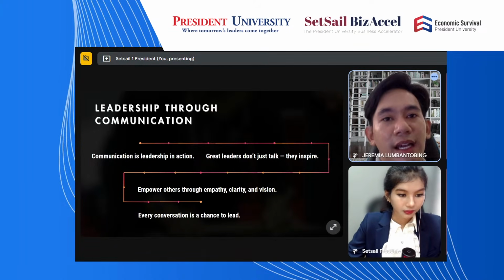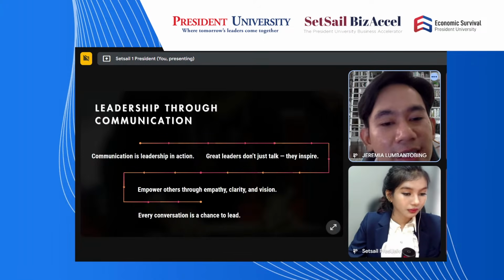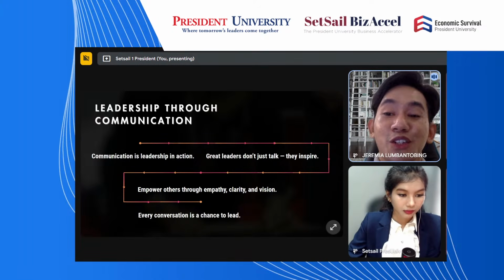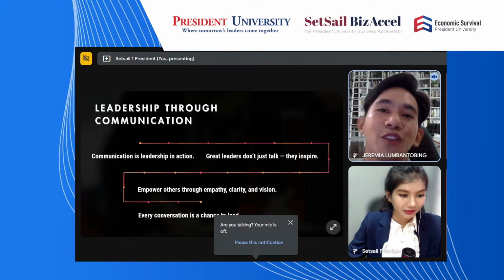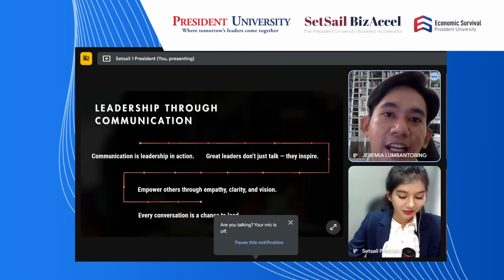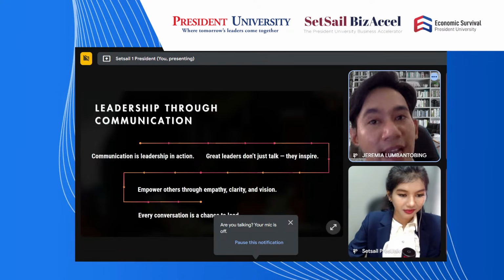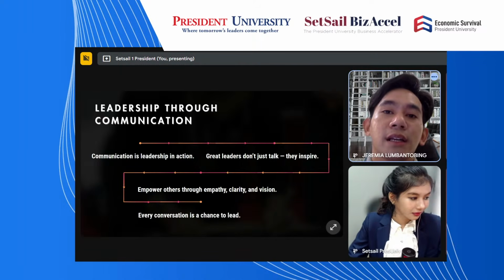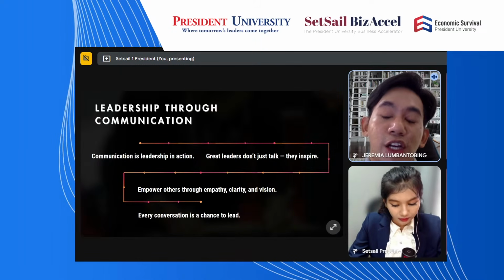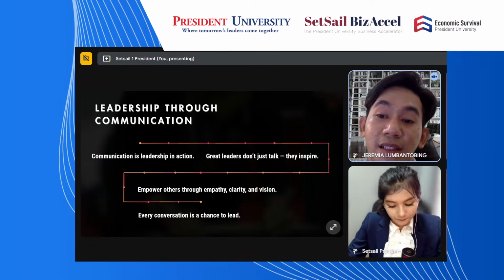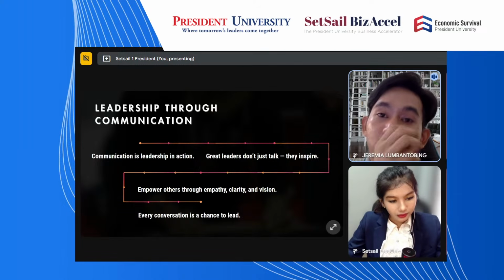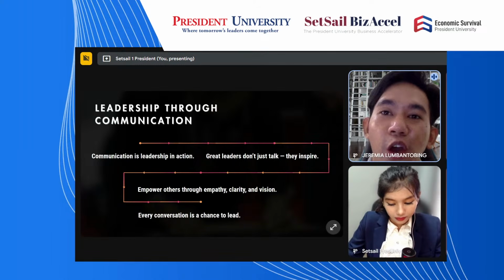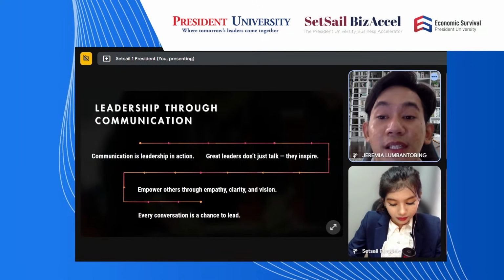And finally, every conversation is a chance to lead. It doesn't have to be on a big stage. It could be a meeting, a one on one chat, or even a message you send, because leadership starts in the smallest moment. So it doesn't have to be on a big stage that you can be a leader. Start from the smallest moment when you speak to others, when you choose to communicate with purpose and heart.